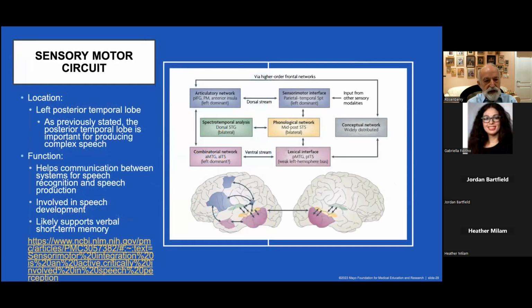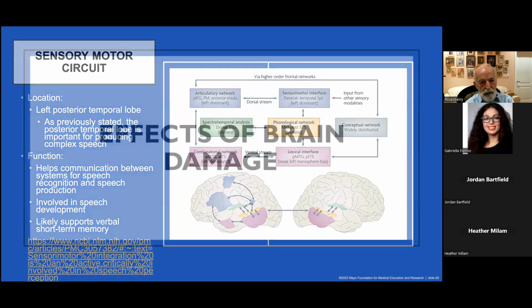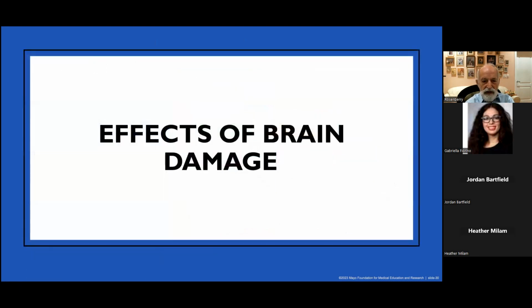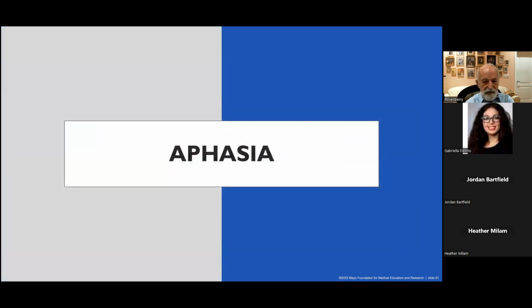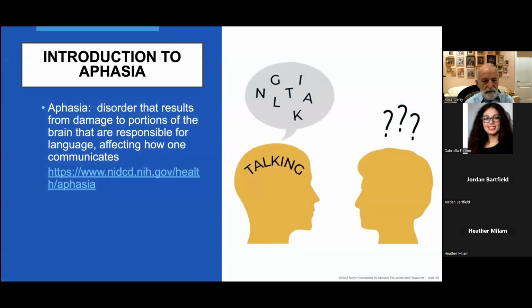The sensory motor circuit also is in the left temporal lobe, important for producing complex speech, and its function helps communication between systems for speech recognition and speech production, and it's involved in speech development. Effects of brain damage, again, aphasia, a disorder that results from damage to portions of the brain that are responsible for language, affecting how one communicates.